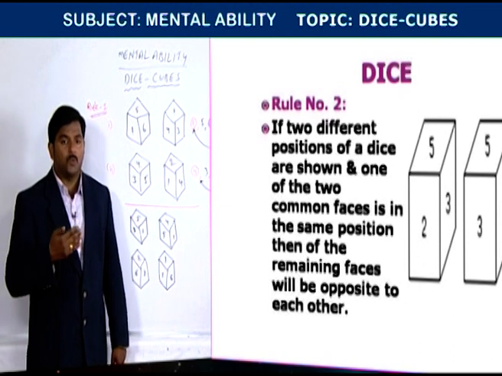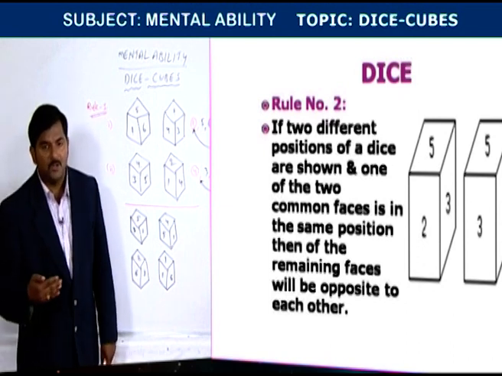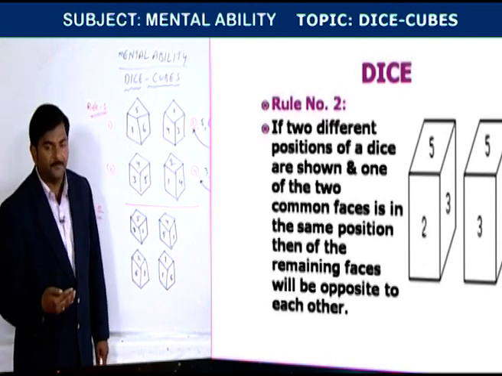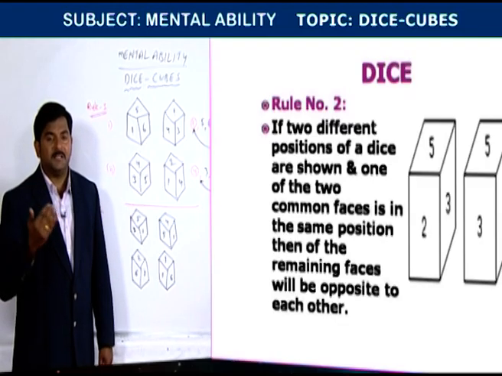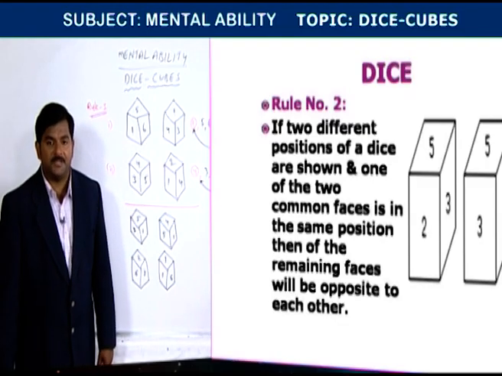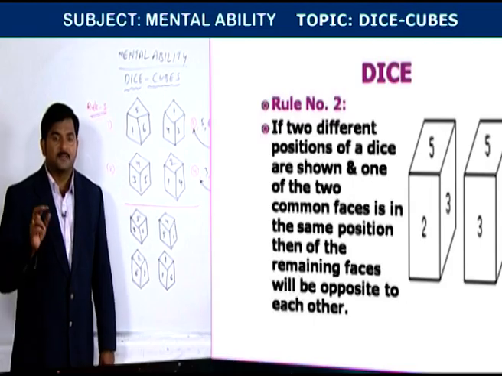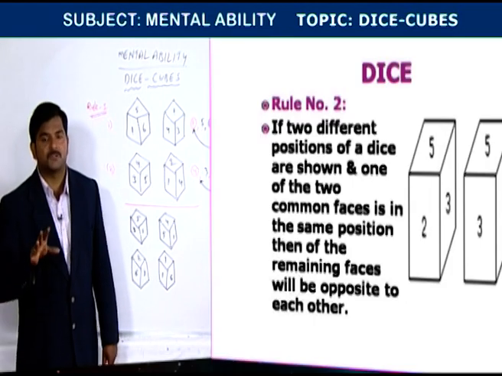I repeat, two positions of the dice are given below. Okay. Eliminate all the common numbers. Then the remaining numbers are always opposite to each other.